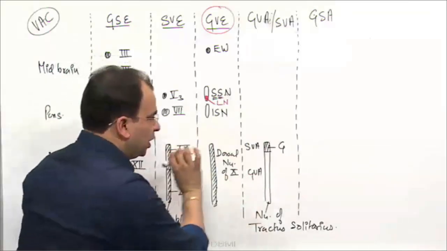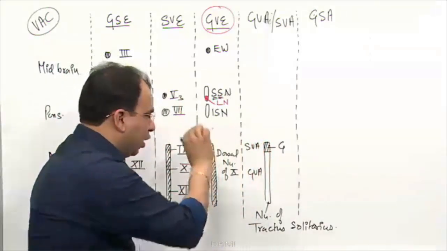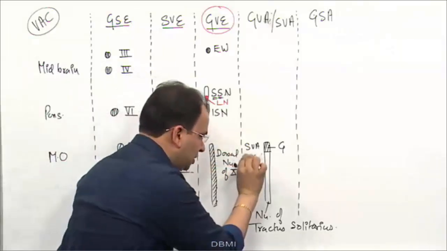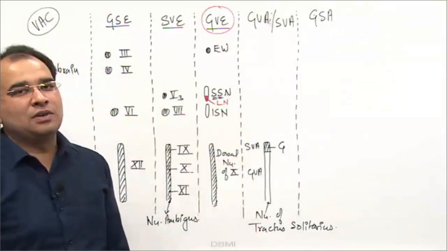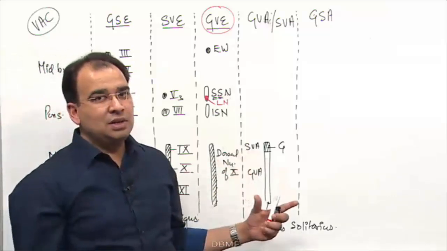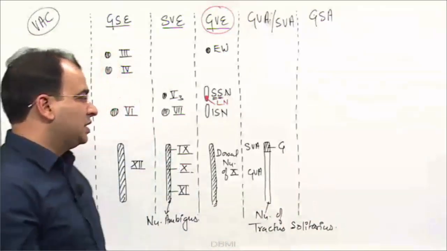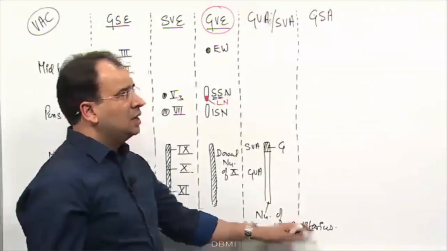Taste of the coffee is going into the cranial part, and all the general sensation, pain, temperature, touch, pressure from the viscera, they are going into this caudal part of this nucleus of Tractus solitarius. So one nucleus having two different types of function, carrying general as well as special sensation, and that's why we call it nucleus of Tractus solitarius.